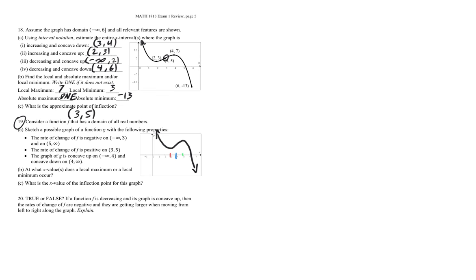So now using that graph, we'll answer parts B and C. At what x values does a local maximum or a local minimum occur? And we can see here, this should be at 3 and 5. Where 3 would be our min, and 5 would be our local max. What is the x value of the inflection point for this graph? So this is going to be where our concavity changes, and that happens here at 4. So this is at x equals 4.